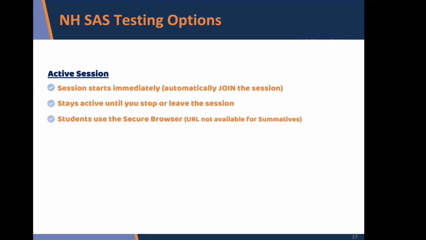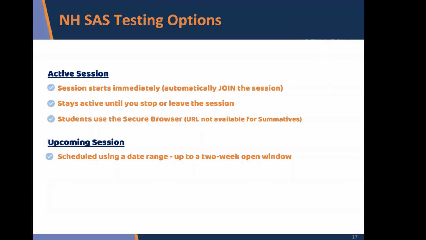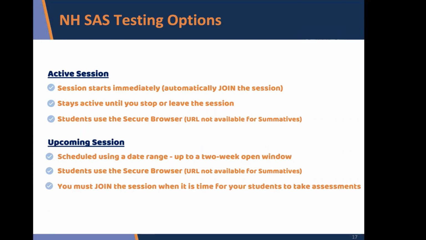And then the students use a secure browser because the URL is not available for summatives. The upcoming session option is where you can schedule it for a date range or up to a 2-week window. They again use a secure browser. You have to join the session. This has been one of the biggest issues with people creating an upcoming session instead of an active session: they forget to join it. And the last thing is that this session is active until you stop or leave it. So I'm going to go through how you are going to administer the summatives with each one of these options here.